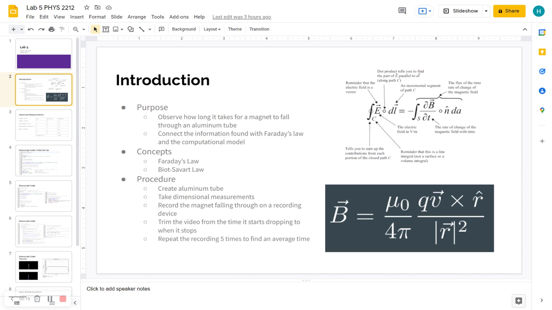So the concepts that we need to know are Faraday's law, as shown above, and Biot-Savart's law, shown below. The procedure is to create an aluminum tube and then take the dimensional measurements of the tube and the magnet, and record the magnet falling through on a recording device such as a phone, and then trim the video from the time it starts dropping to when it stops to get the exact duration, and then repeat the recording 5 times so that we can find an average time.